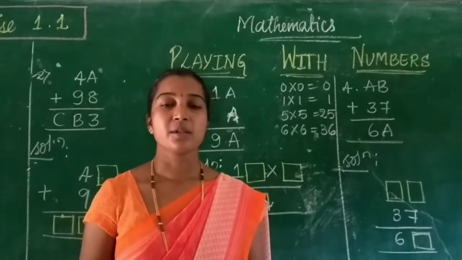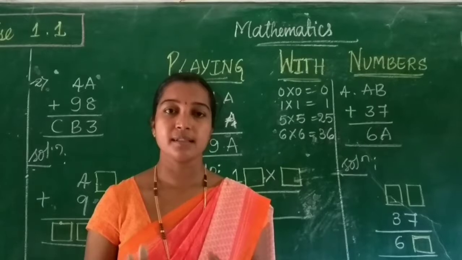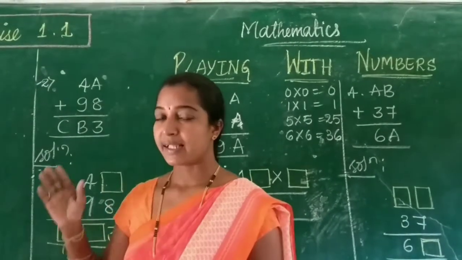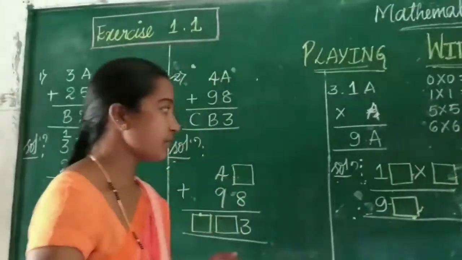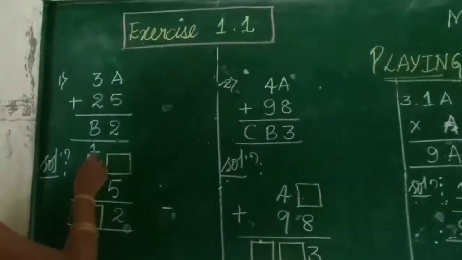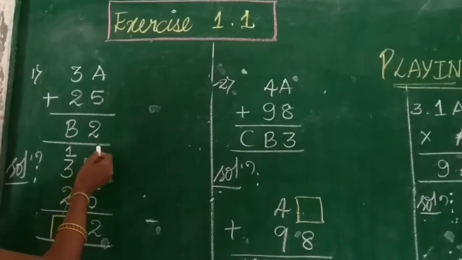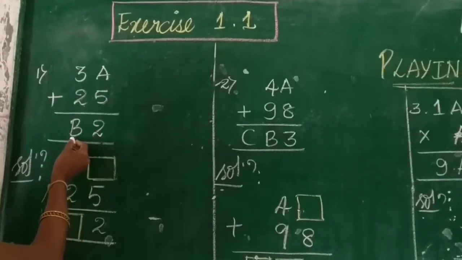Students, in your previous class you learned how to find the letters present in the problem. Now let us do some problems of your exercise 1.1. Come to your first problem. See children, here 3A + 25 becomes B2. In this problem, let us find the value of A and the value of B.